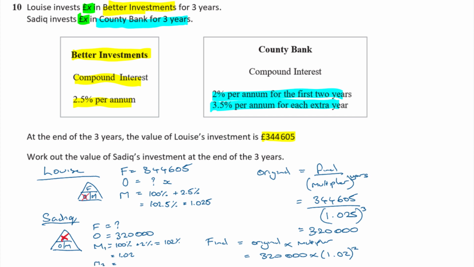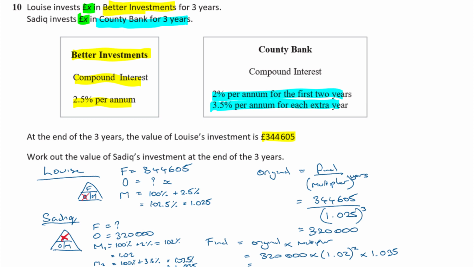Multiplier 2 is at 3.5% for the third year. So that's 100% plus 3.5%. That's 103.5%, which as a multiplier is 1.035. I'm just going to multiply through by that additional multiplier for the third year rather than doing it all again. So if you think about it, I'm taking the 320,000, multiplying by the 2%, the 2%, and then the 3.5%. So that should work out to be my final amount.